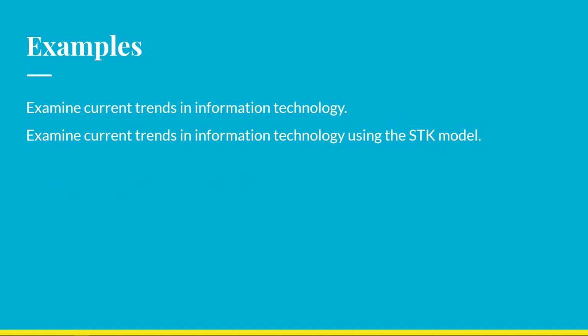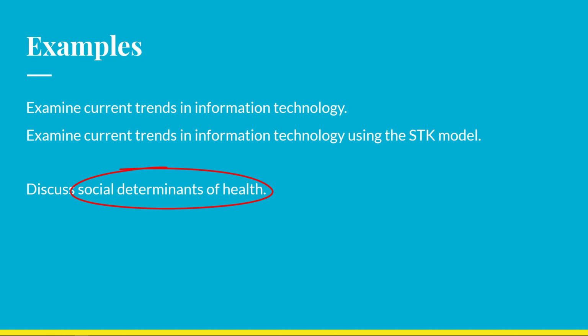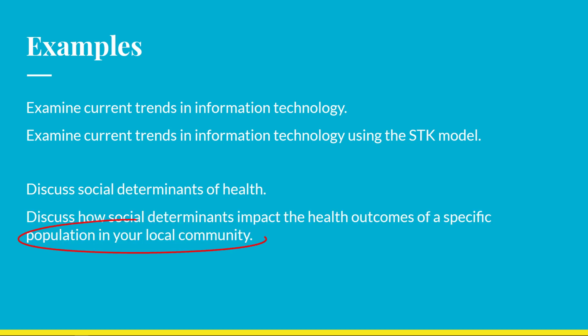Let's see another example. Discuss social determinants of health. Similarly, the verb discuss can be a little too vague to observe. And the noun, social determinants of health, is also too broad to measure. For example, if I'm able to compile a list of social determinants, did I achieve this objective? To make this objective more specific and easier to measure, we can add a condition, a specific population in your local community. So this condition narrows down the scope of what learners should be able to discuss.